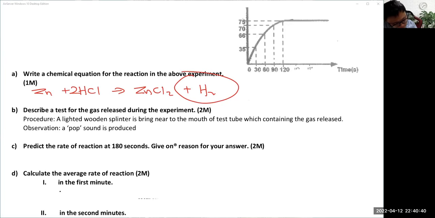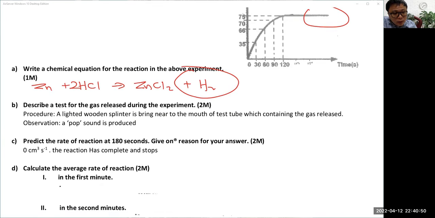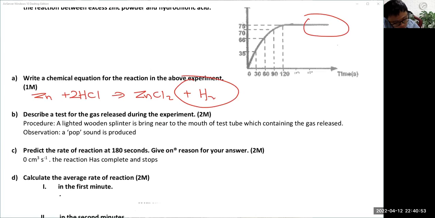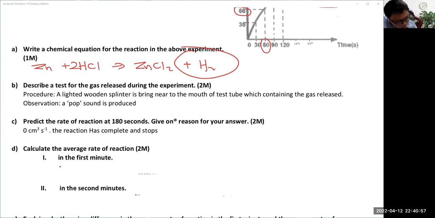How do we test? We can use a lighted wooden splinter; you have a pop sound. Predict the rate of reaction for 180 seconds. After 180 seconds, you can see the reaction has stopped. Okay, so the average rate of reaction for the first minute. Look at the first minute. First minute is 60 seconds. It released 66, so it takes 66 divided by 60. I get 1.1 cm3 per second.